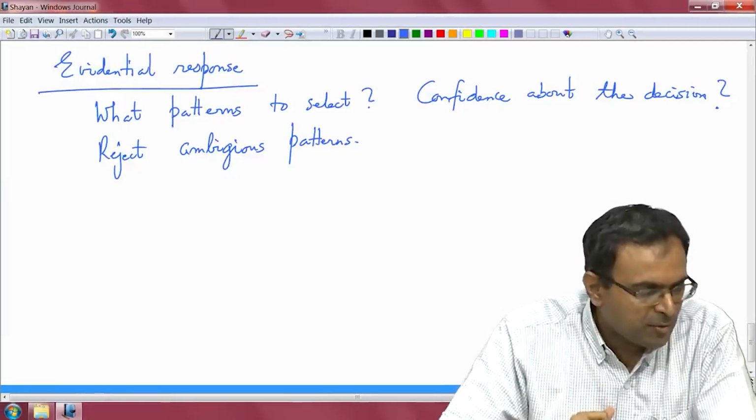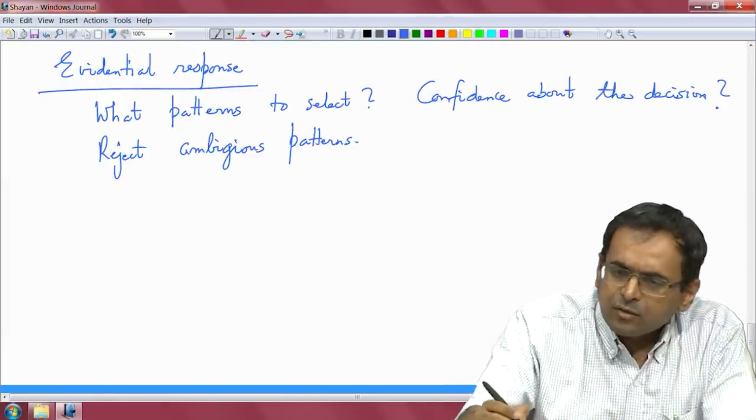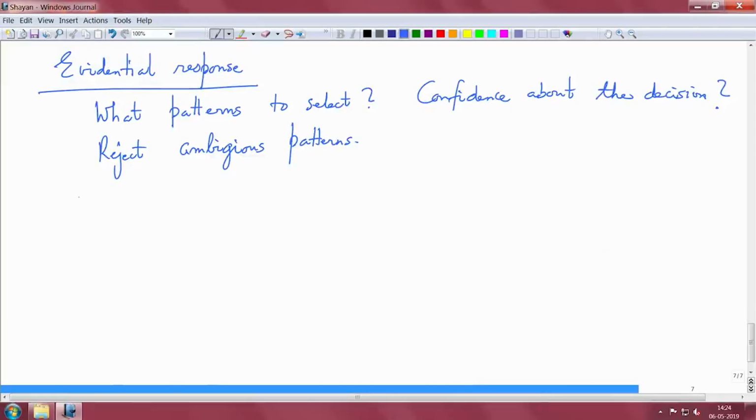This is evidential response. So we also have this contextual information. This is very important in the context of learning systems.